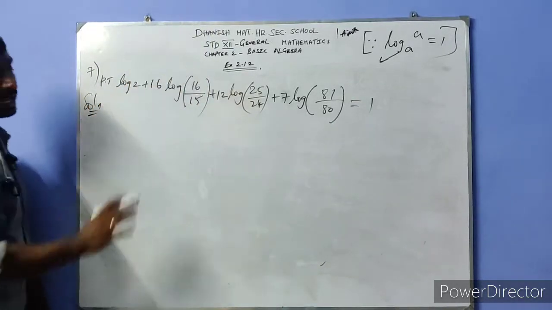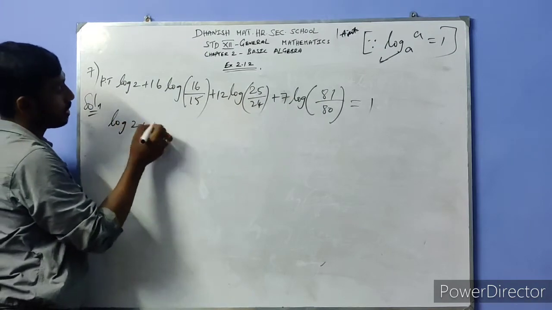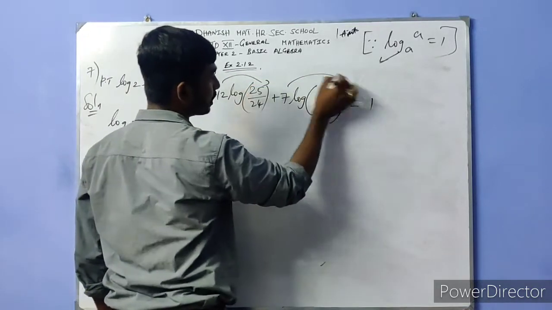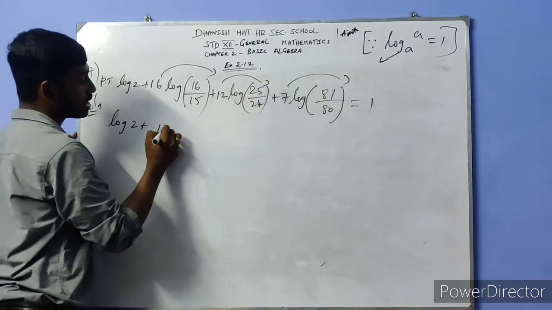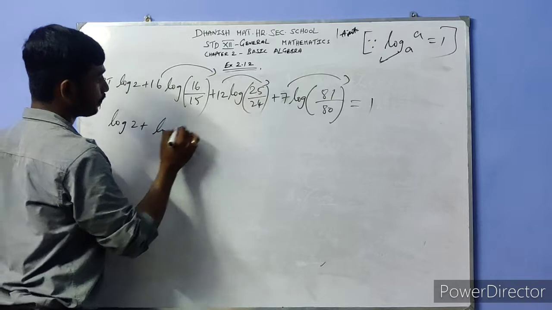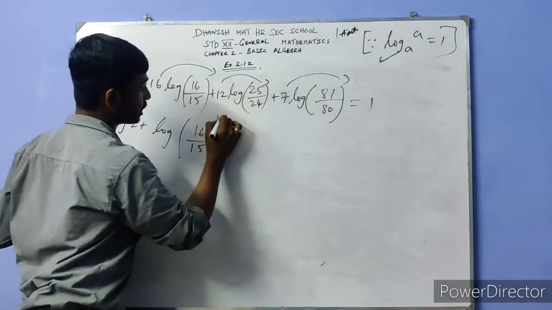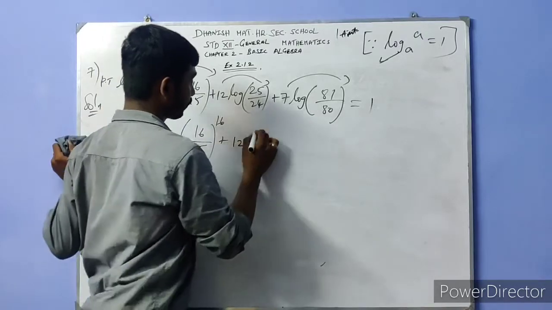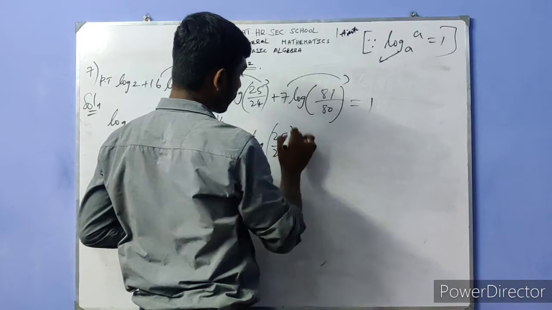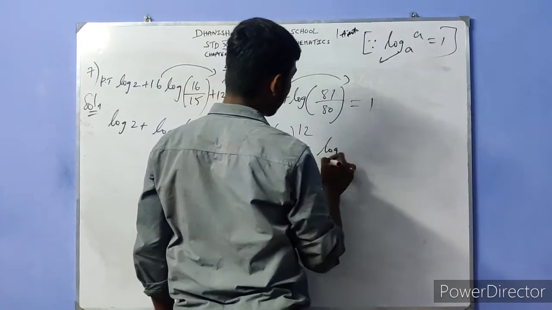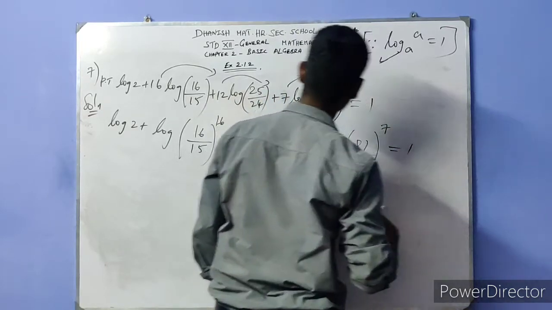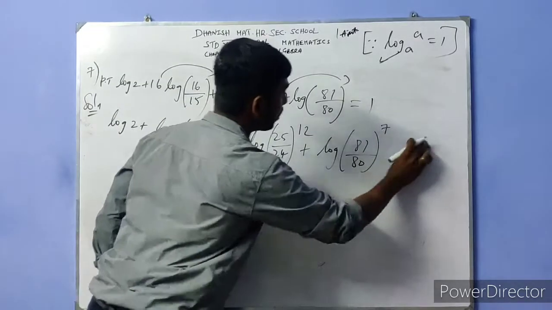So it is also using the same condition here. Log 2 plus here 16. This value will go into the power, this value goes into the power, this value also goes into the power. Let's try this one: log 16 power 15 divided by 16 plus 12 log 25 divided by 24 power of 12, here log 81 divided by 80 power of 7 equal to 1 here. So then write the proof for this question.